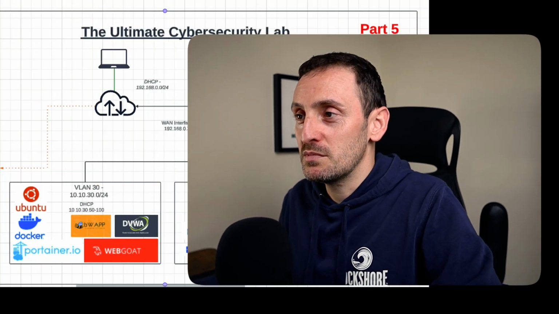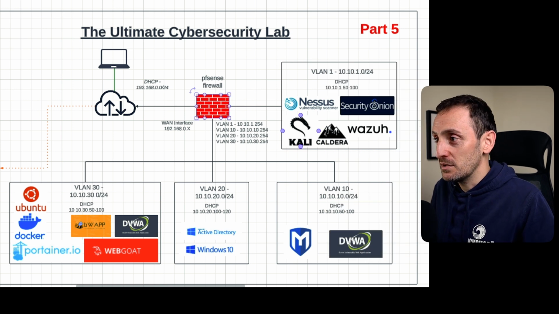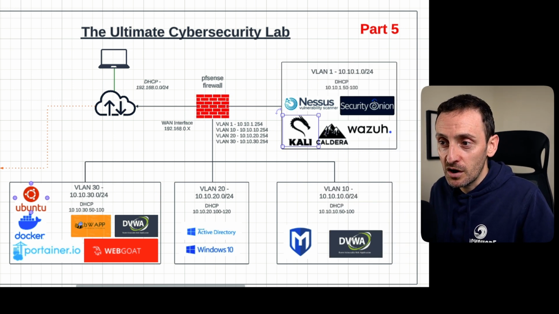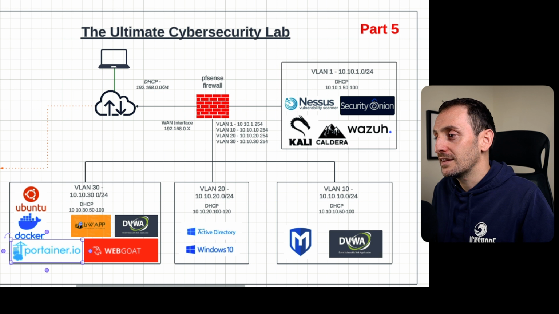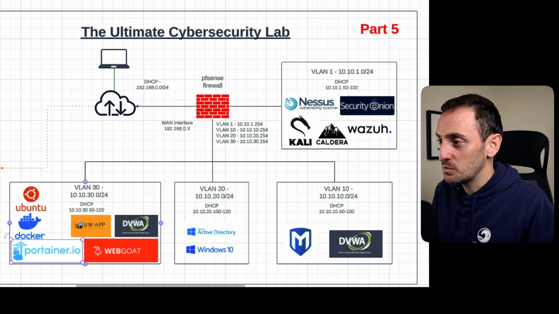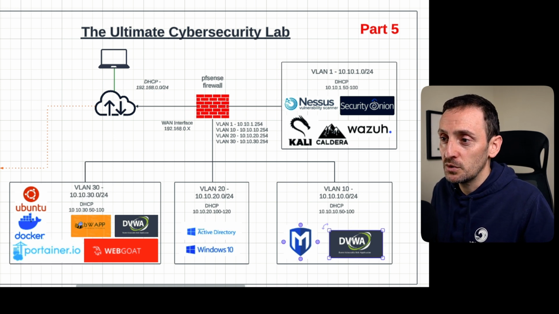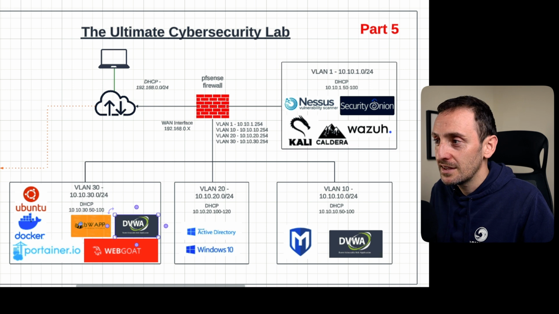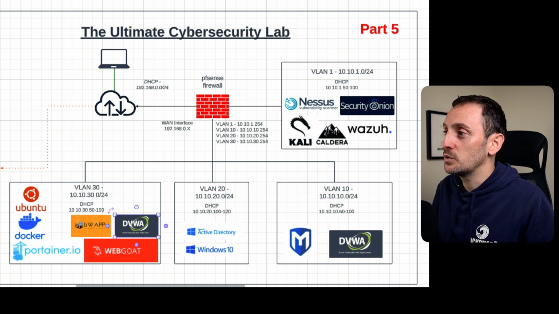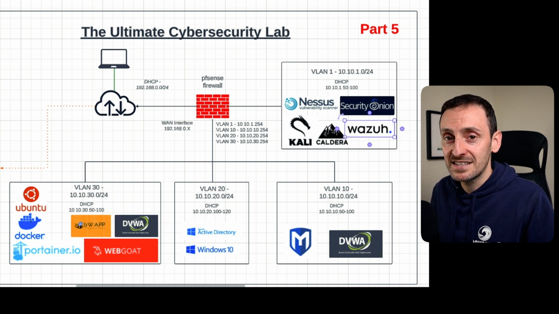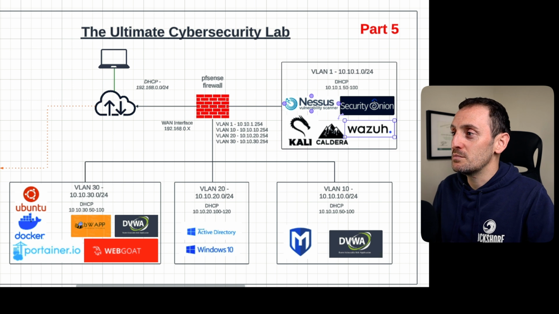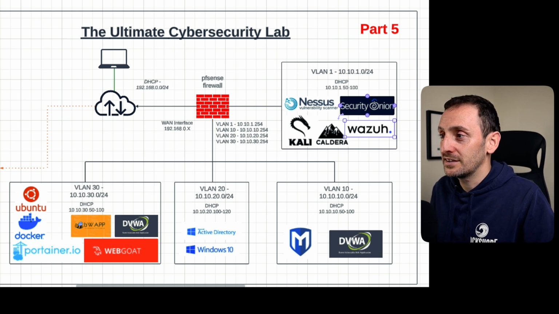In episode 1, we built our pfSense firewall, we built Kali, Ubuntu, Docker and Portainer. Then in episode 2, we moved on to build DVWA, Metasploitable 2 and our vulnerable containers. In episode 3, we moved on to build Wazuh and Nessus. Then in episode 4, we built Security Onion and Caldera.